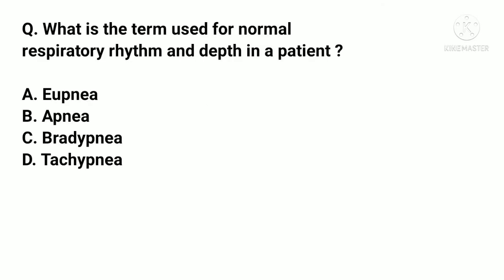What is the term used for normal respiratory rhythm and depth in a patient? A. Eupnea, B. Apnea, C. Bradypnea, D. Tachypnea. And the correct answer is A. Eupnea.